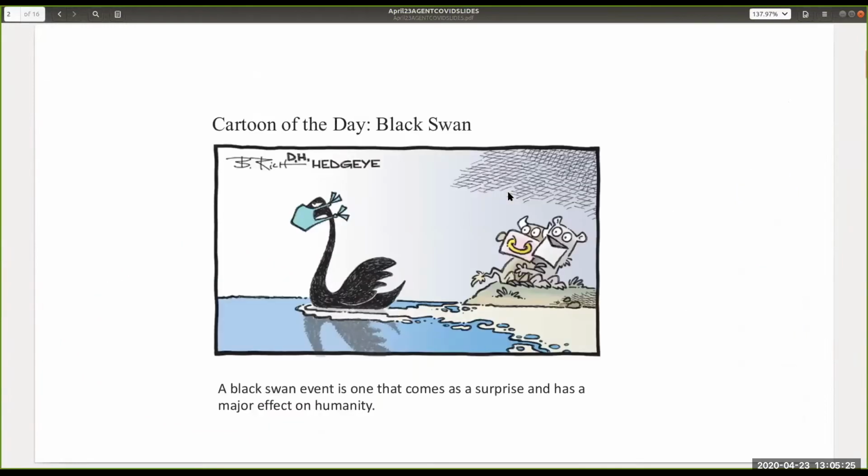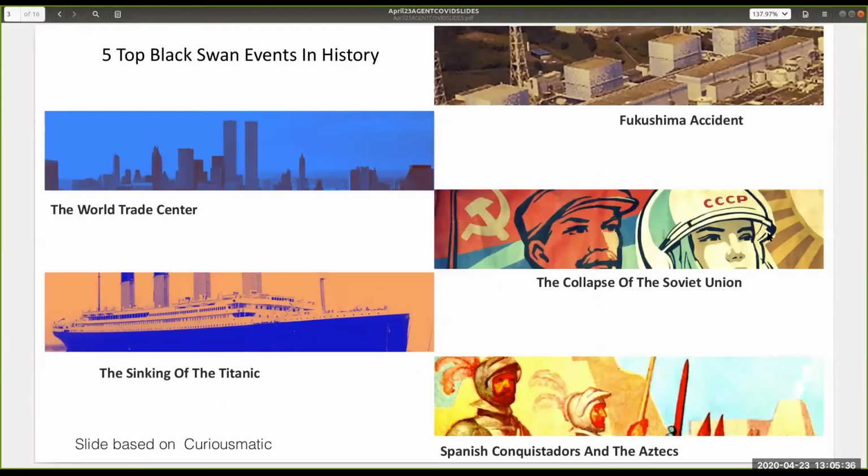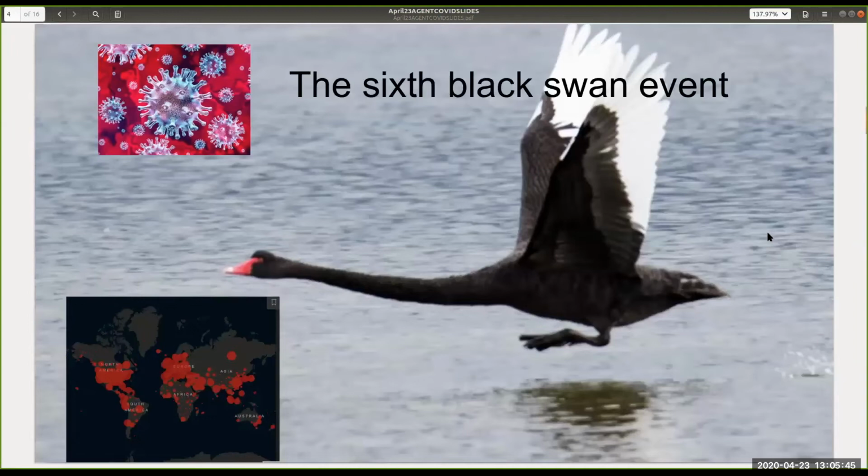One of the things we talked about was the idea that a black swan event is one that comes as a surprise and has a major effect on humanity, and that there have been many different black swan events in history, sinking the Titanic and the Fukushima accident and many other things. And certainly COVID-19 qualifies as this not expected and massive impacts.